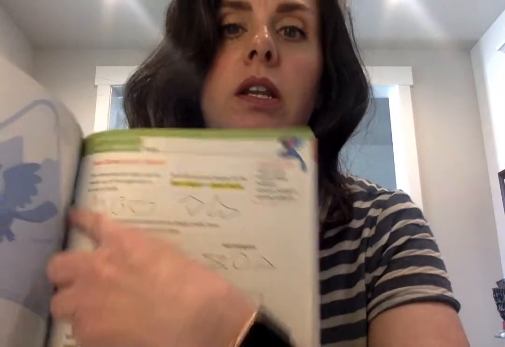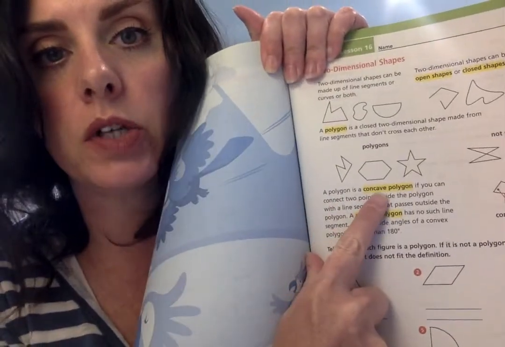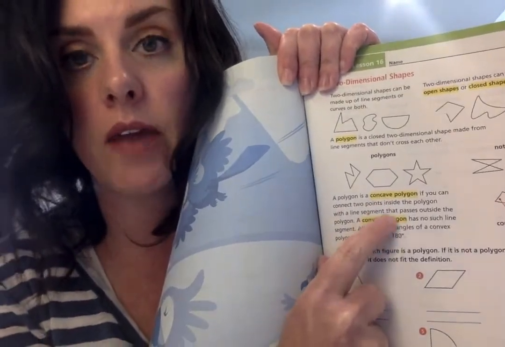It talks about two-dimensional shapes, which was covered in the Math Antics video. It talks about polygons, what a polygon is. It talks about open shapes and closed shapes. So all of this information we've covered, right? We covered in the Math Antics video. So I'm not going to read through that. The part that I want to talk about is right here. We're talking about convex and concave.